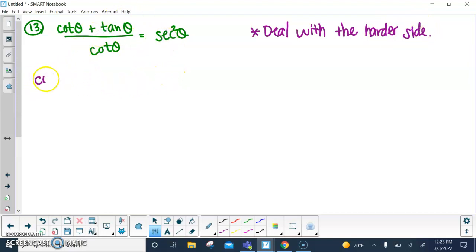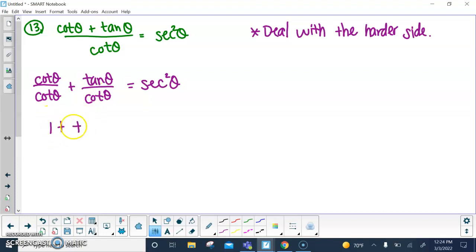So the first thing we can do here is rewrite this as cotangent of theta divided by cotangent of theta plus tangent of theta divided by cotangent of theta. And we are trying to see if that does in fact equal secant squared of theta. Well, cotangent divided by cotangent is just 1. And like we discussed on Monday, we want to write this instead of as a fraction, as a product. So tangent of theta times 1 over cotangent of theta. Well, 1 over cotangent is simply tangent. So that's really tangent of theta times tangent of theta.